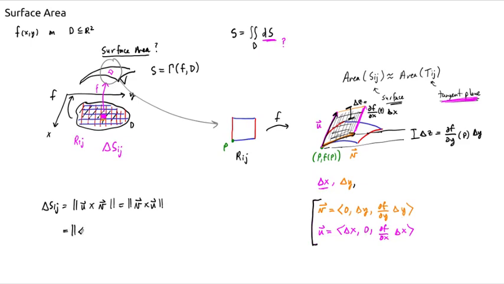And so this will, of course, be the length of the vector. If you look at these vectors, in the cross product the first component is df dx times delta x, delta y. The second component is negative, so that's going to be this one, df dy times delta x, delta y. And the third component is going to be negative delta x, delta y, the way I've got it written here.